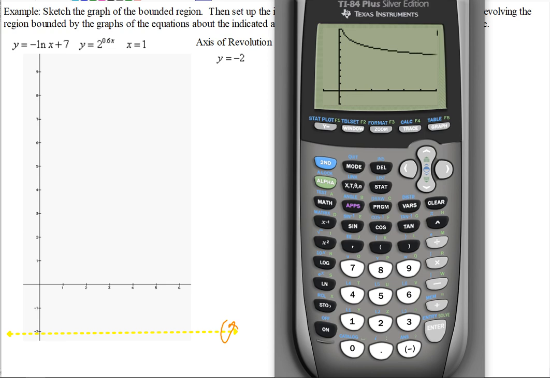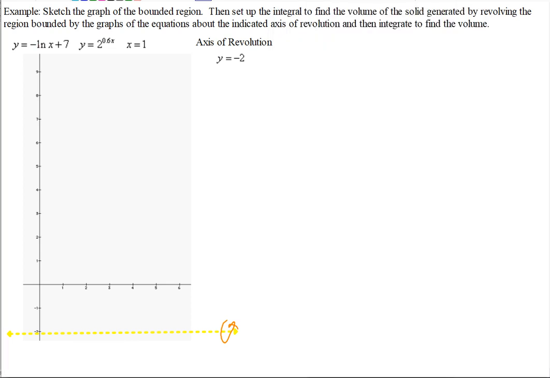Okay, so there's the graph of the first one, and then the graph of the second one. So it just has to be a rough sketch here. So the graph of our natural log one, something like that. And so it's y equals negative natural log of x plus 7. And then our exponential one looks something like that.